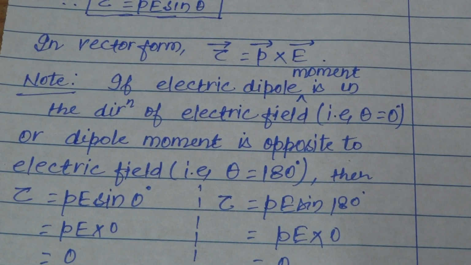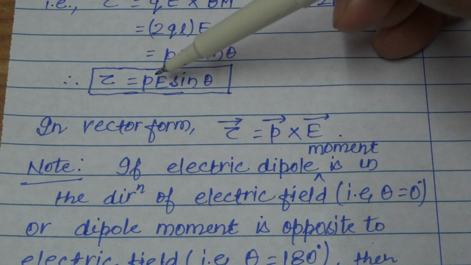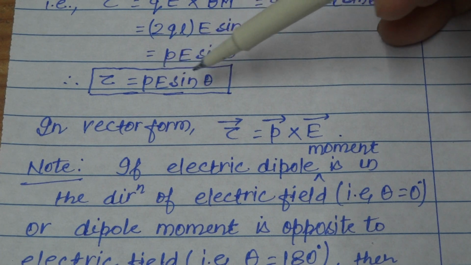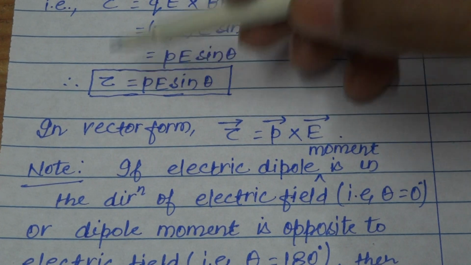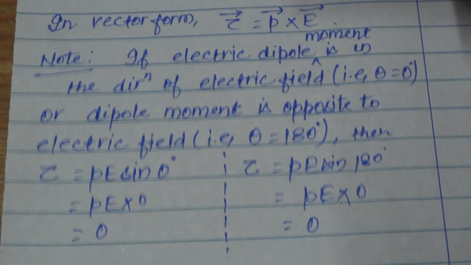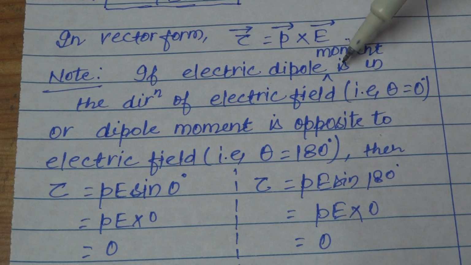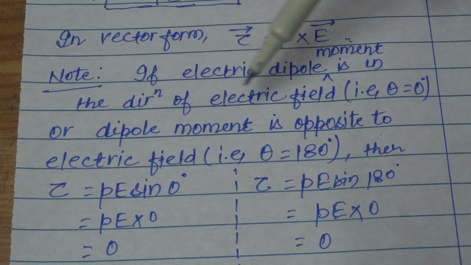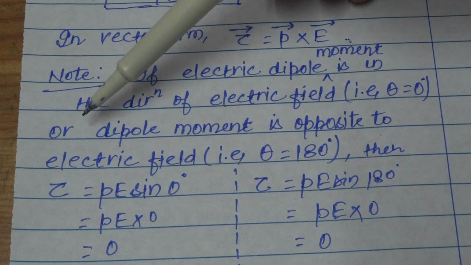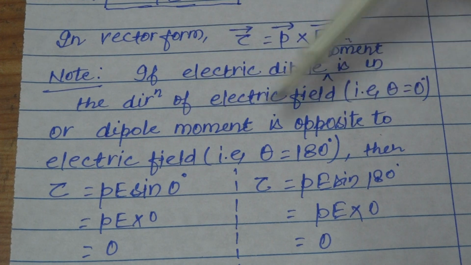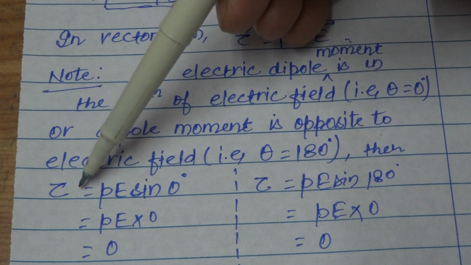Now, this torque is non-zero. You can see here this torque is non-zero. It has value PE sine theta. But under certain circumstances, this torque may be zero. If the electric dipole moment, that is vector P, is in the direction of the electric field, that is theta is 0 degrees, or the electric dipole moment is opposite to the direction of the electric field, that is theta equal to 180 degrees, then let us calculate the torque.